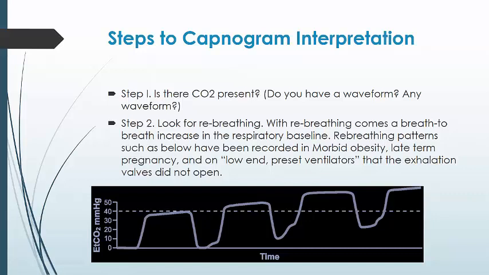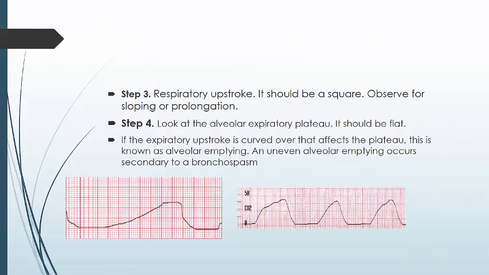So once we've got it printed up and we're looking at it, step one, is there CO2 present? Do you have a waveform? Any waveform at all? All right. Step two, look for rebreathing. So with rebreathing, you get patterns like the one that you can actually see below. Sometimes this is in morbid obesity, late-term pregnancy, some ventilators where exhalation valves aren't opening or things like that. But you see where that baseline is increasing and going up, that's because they are keeping in some of that CO2.